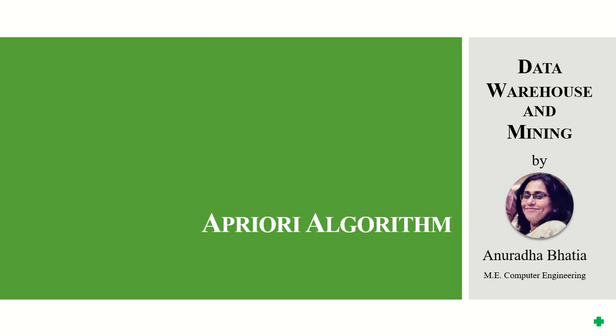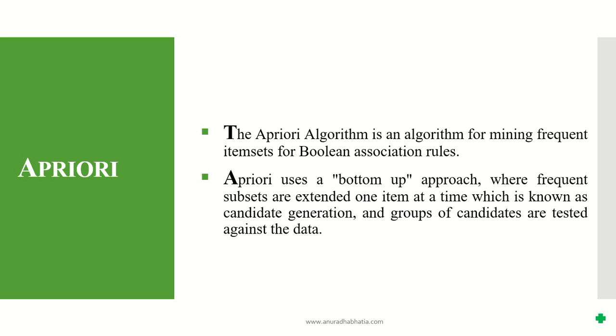The Apriori algorithm and its implementation in data warehousing and mining. What is the Apriori algorithm? It is an algorithm for mining frequent item sets for Boolean association rules. The item sets which happen frequently in the various transactions, and how the Boolean association rules are formed, and on those rules we check whether the item set is accepted or rejected at the end of this algorithm.